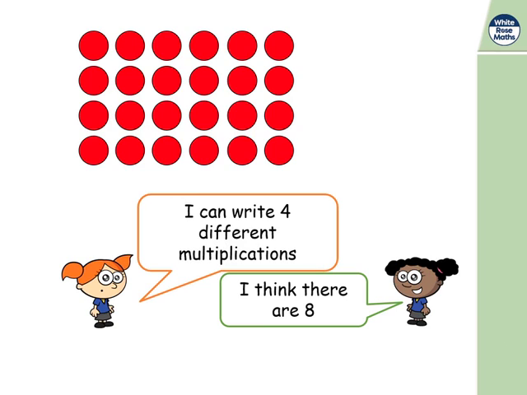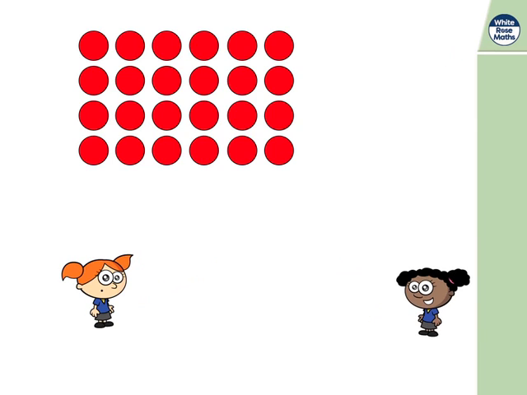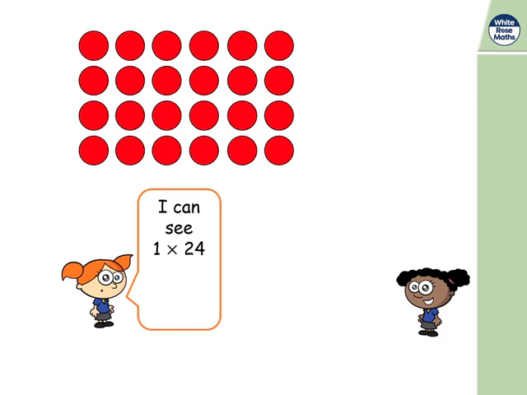Wow. So let's think about equal groups. Maybe the first one would be one group of 24. I wonder if you can think of any more. What about 2 groups of something? Pause the video to have a think. Alex can see one group of 24. That was the same as me. And there we go. We've put a ring around it.